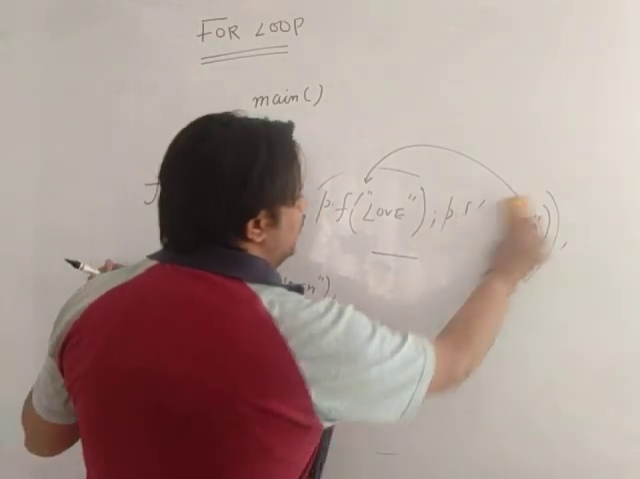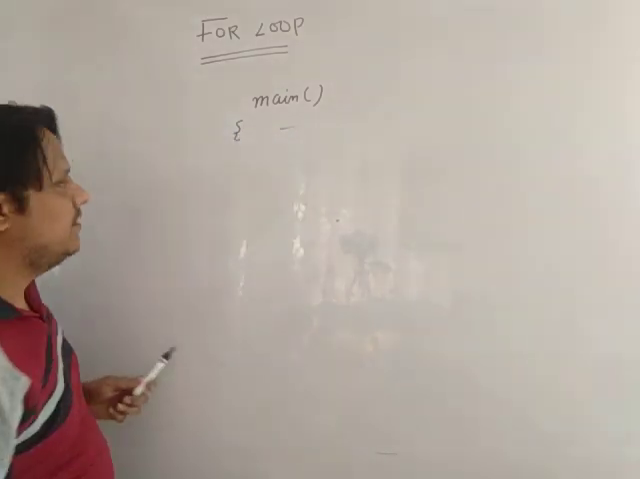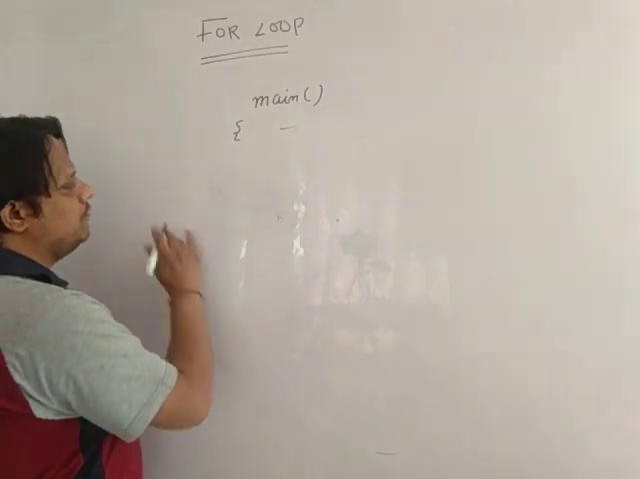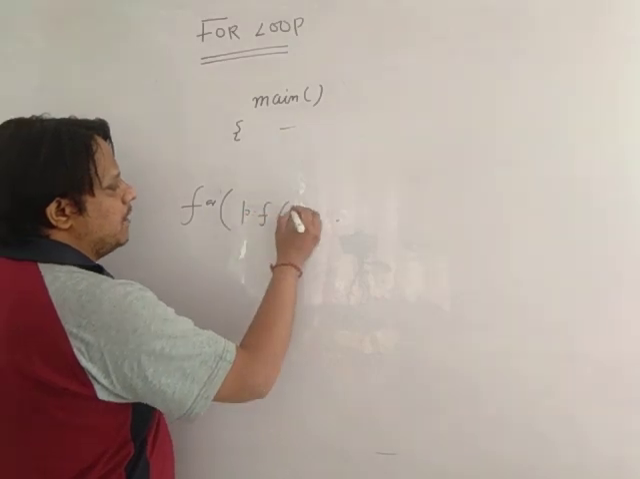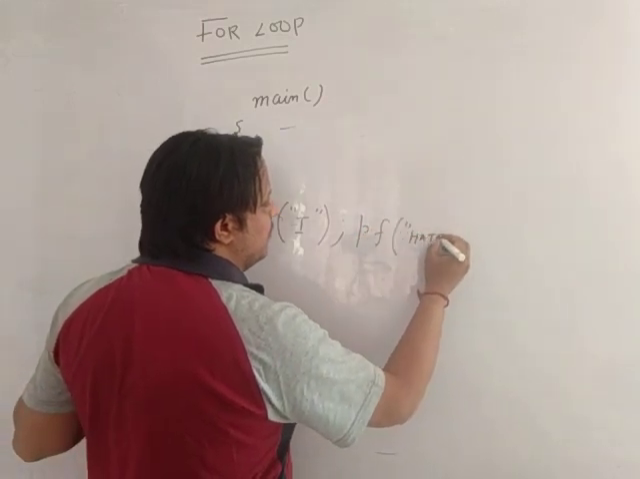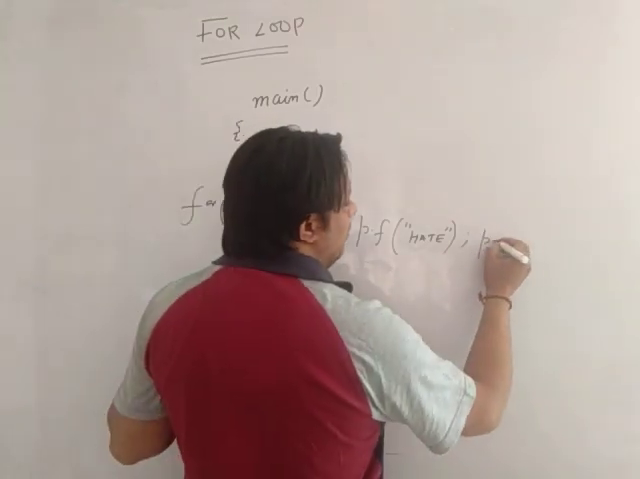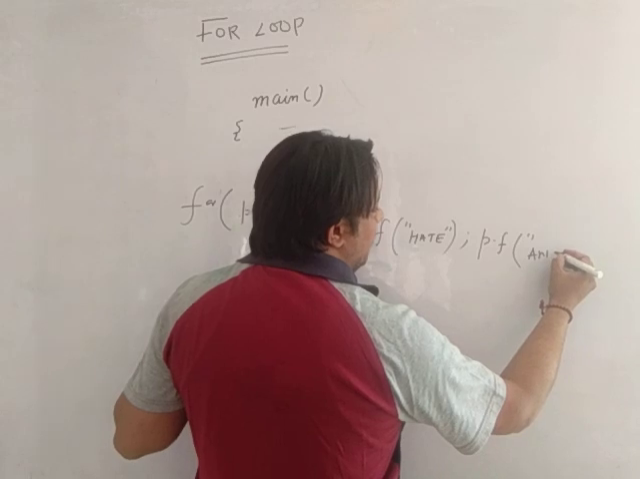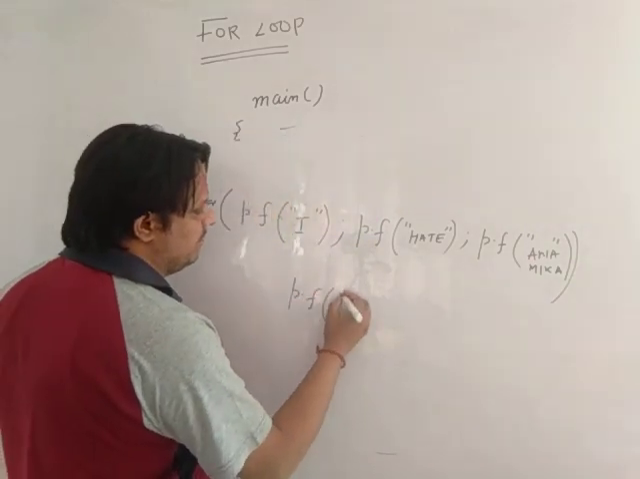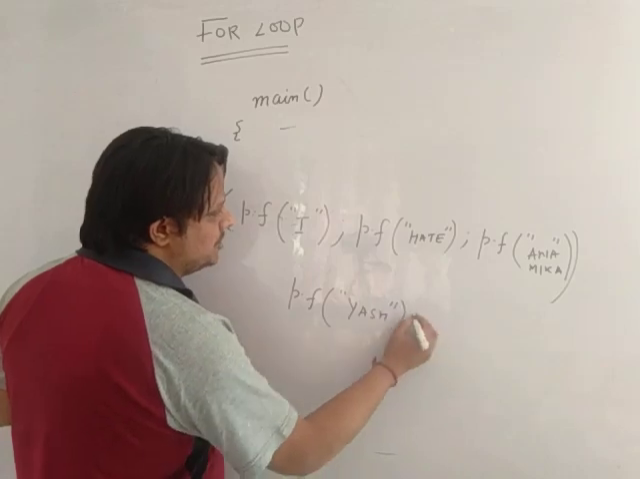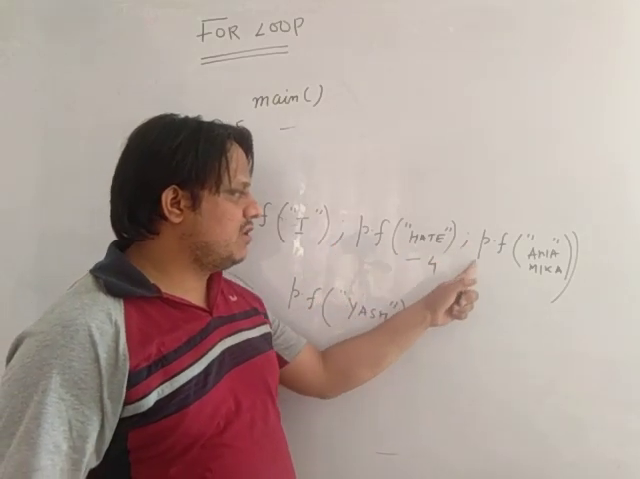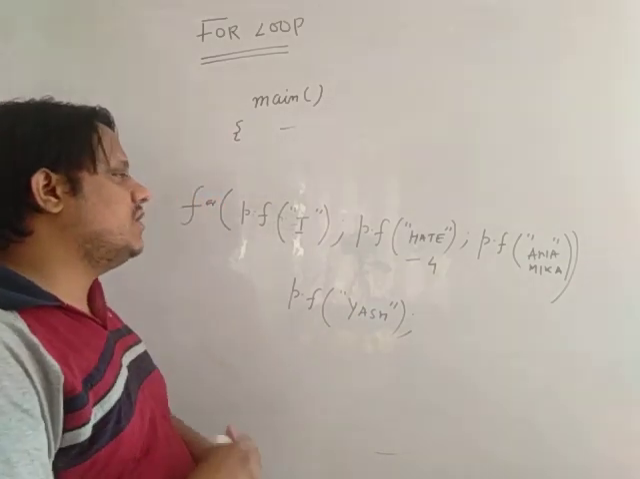Now, suppose I write a for loop with printf I, printf hate minus 4, a semicolon, printf Anamika, and printf Yash. So now tell me what is the answer of this code.